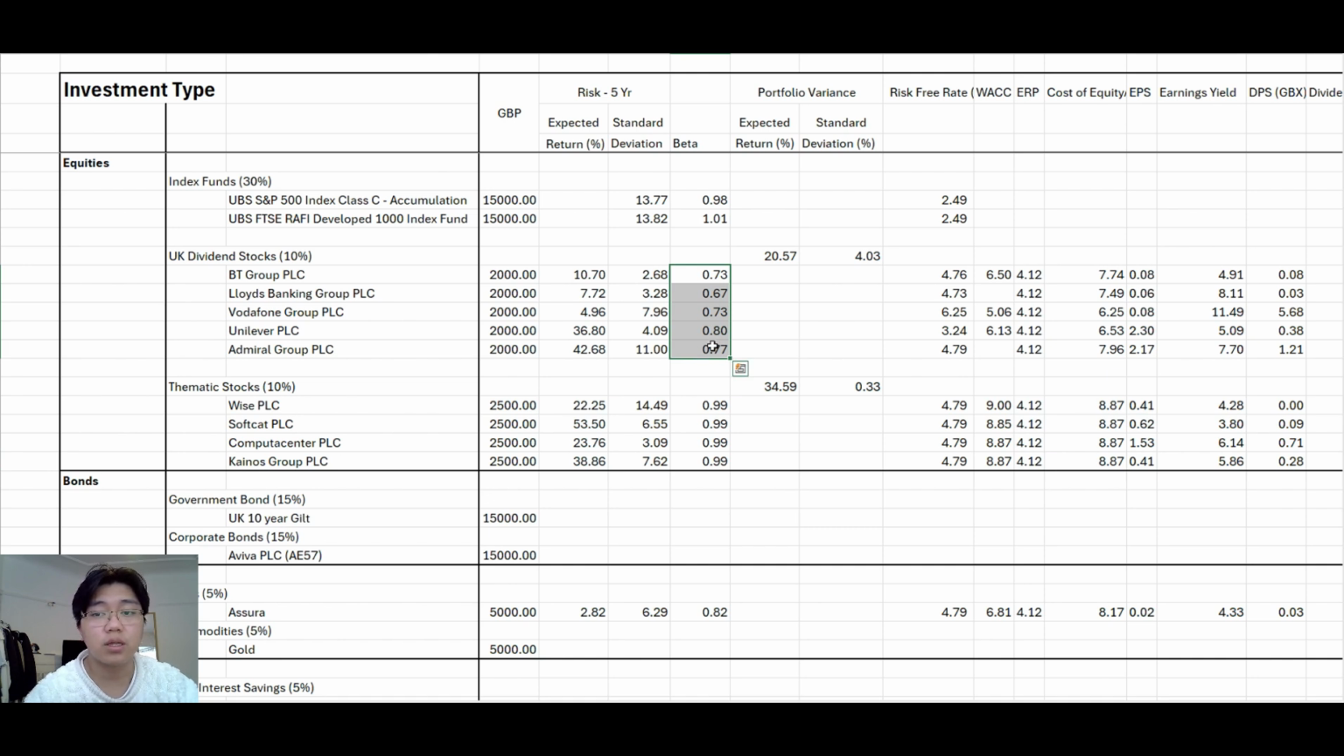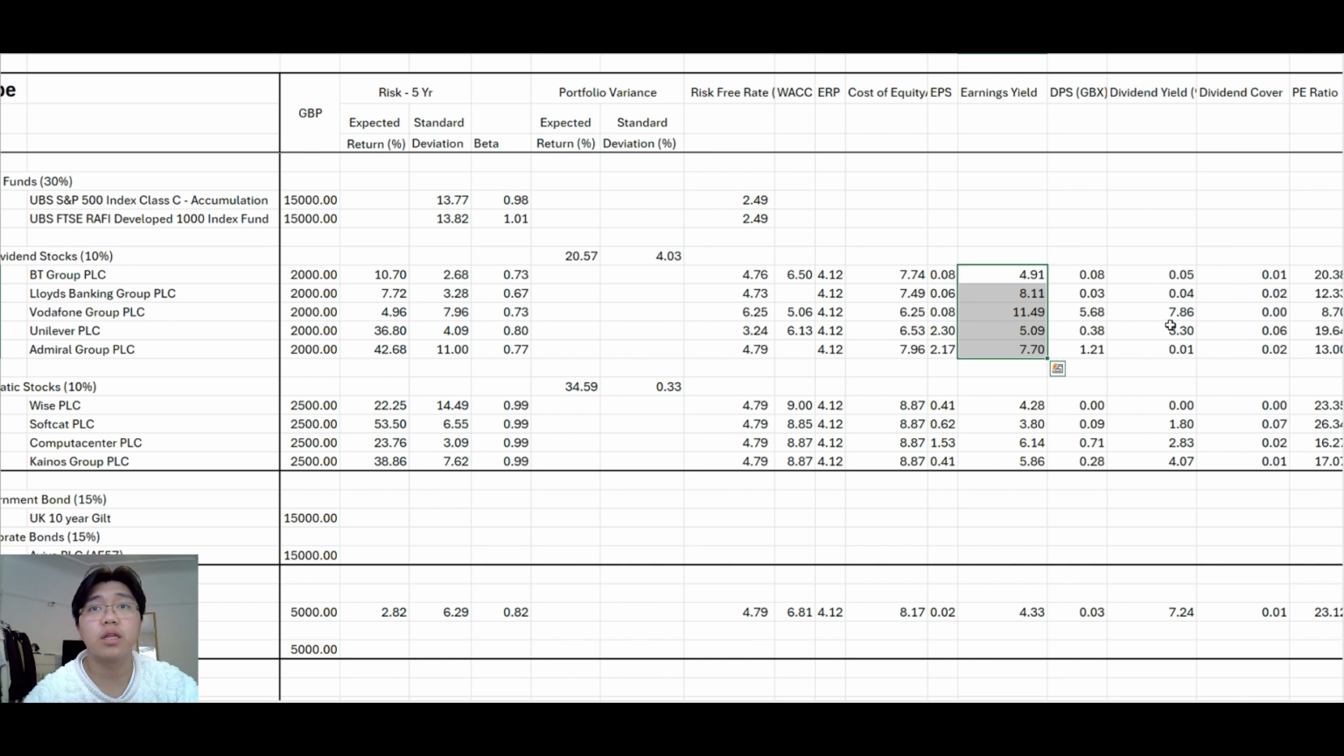They are all less than 1, which indicates less volatility than the overall market, which makes them suitable for conservative investors seeking steady income. The high earnings yield and the dividend cover of stocks like Unilever suggest profitability and the ability to maintain dividend payments. For returns and stability, for example, Unilever offers a significant expected return of 36.8%, with a moderate beta of 0.8, suggesting less volatility compared to the broader market. This blend of high return potential with lower risk makes it an attractive option for dividend-seeking investors.